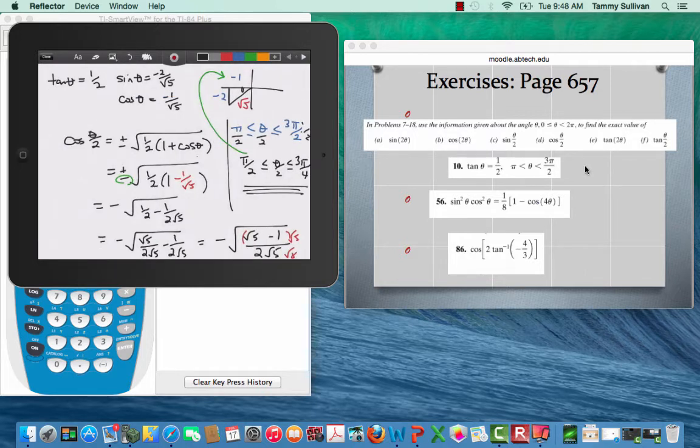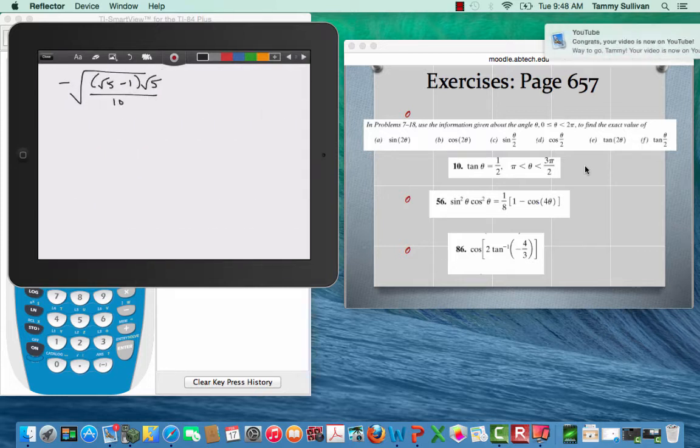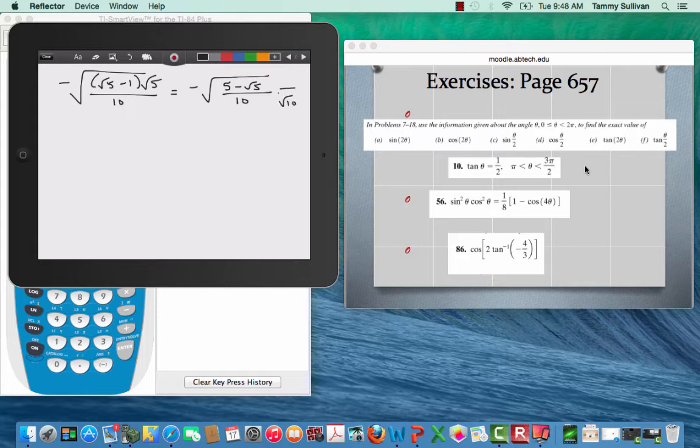And then I've got basically 2 times 5 now, so I've got 10. So then I'm left with negative, and then I've got 5 minus the square root of 5 over 10. And now you're still not rationalized, so you'd have to multiply top and bottom by square root of 10, square root of 10. So I now have negative, and I've got 5 minus the square root of 5, 10, because I brought that inside, over 100. So now you have 50 minus 10 square root of 5 over 10.